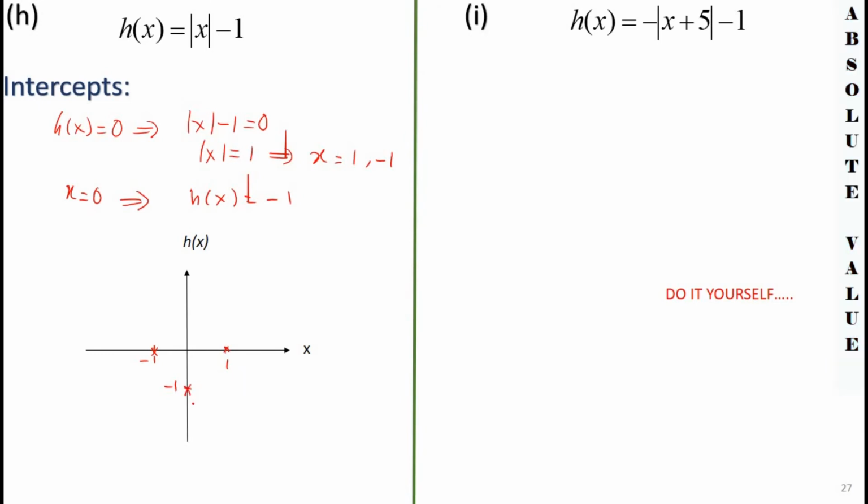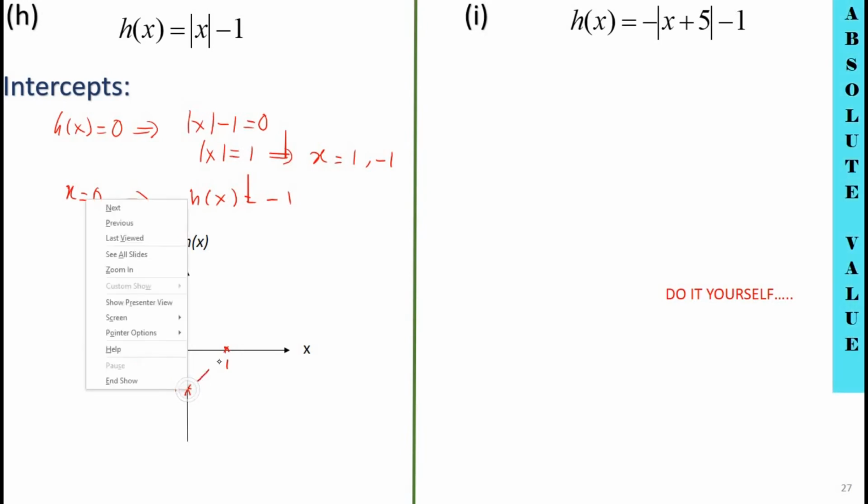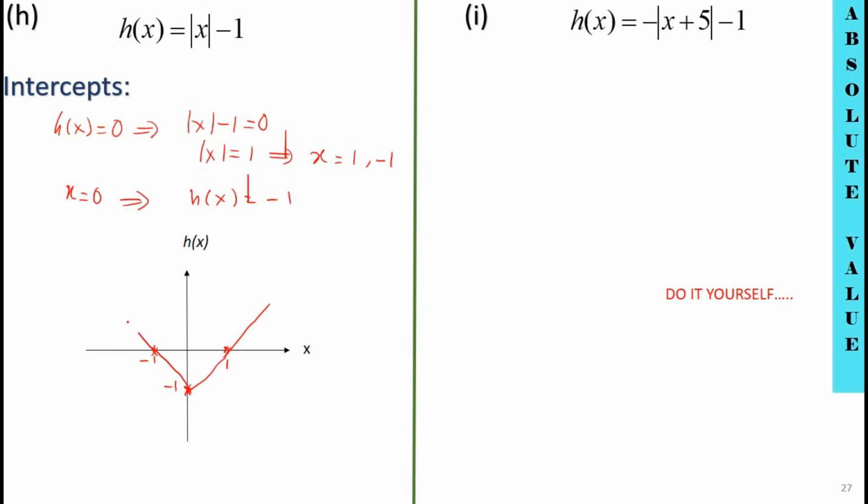Because a modulus is in V shape, right? So you just draw a line through these 2 points, and another line through this one. So this is the graph. Okay, so for I, you can do it on your own.